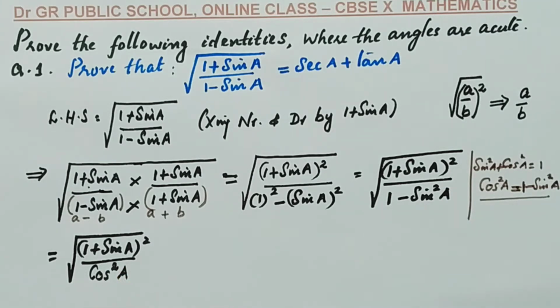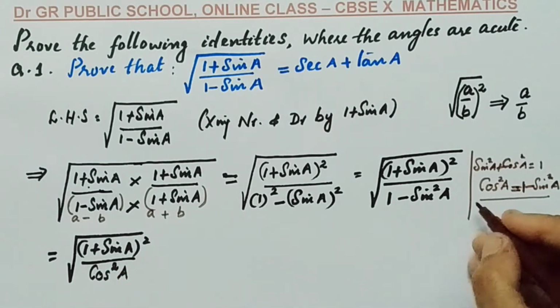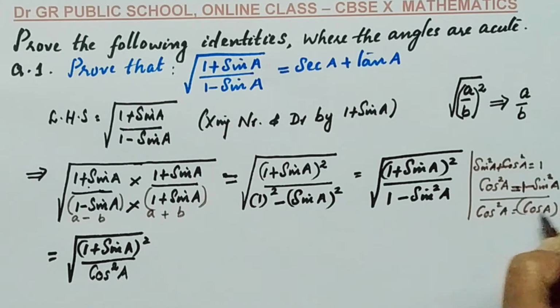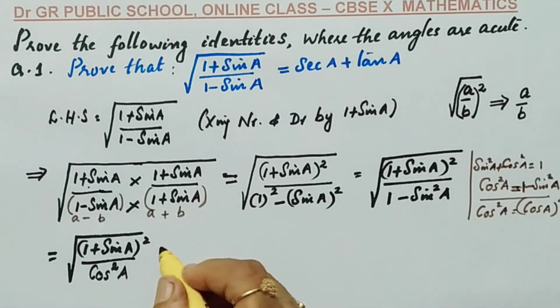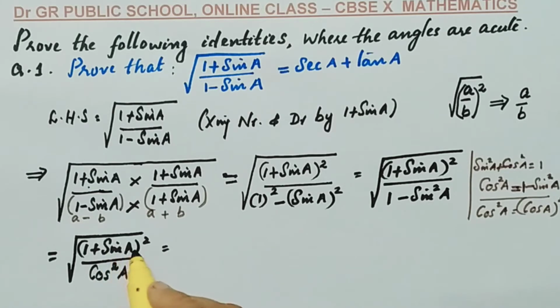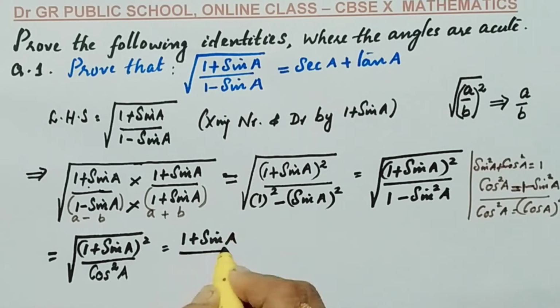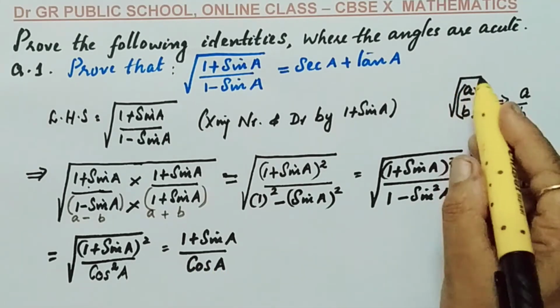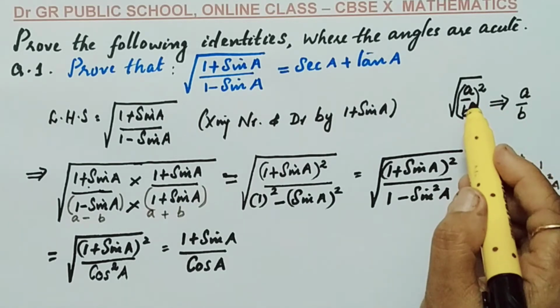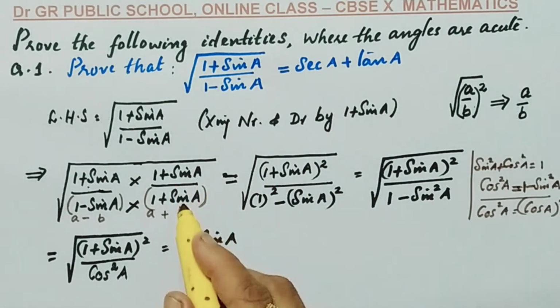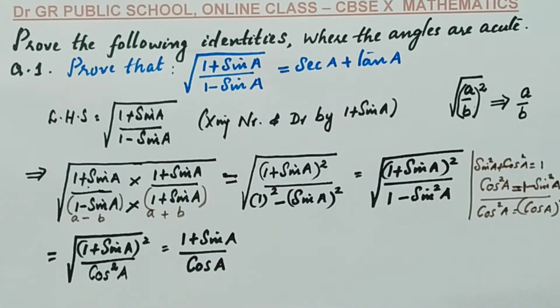Actually, you know that cos square A is the same as (cos A) the whole square. So this is equal to root of (1 plus sin A) the whole square divided by (cos A) the whole square. When it comes out, you get 1 plus sin A by cos A. So our aim is to make this expression come out of the root. For that, you need to take a square within the square root. That is what we did by multiplying with 1 plus sin A on the numerator and denominator. At last you reach this step.